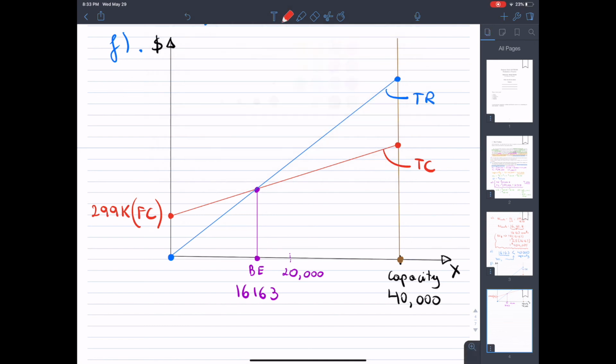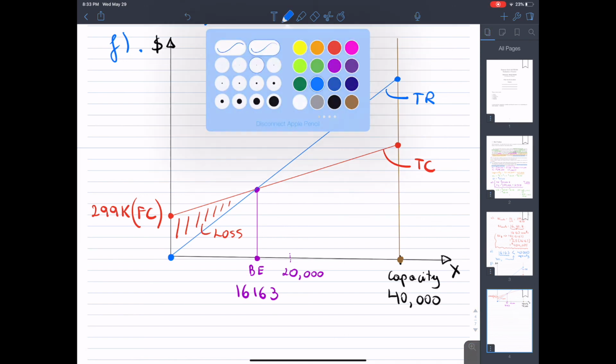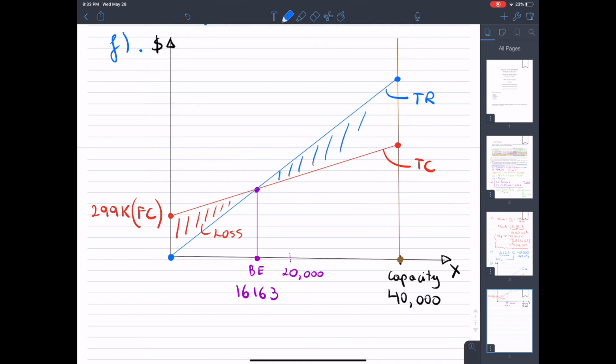And here we are at a loss. Okay, so that means we sold less than the break even. And here we're at a profit. So we've labeled now our axes: break even, capacity, total revenue, total cost, and fixed cost, which is what we wanted to see. And that's it. Okay, thank you.